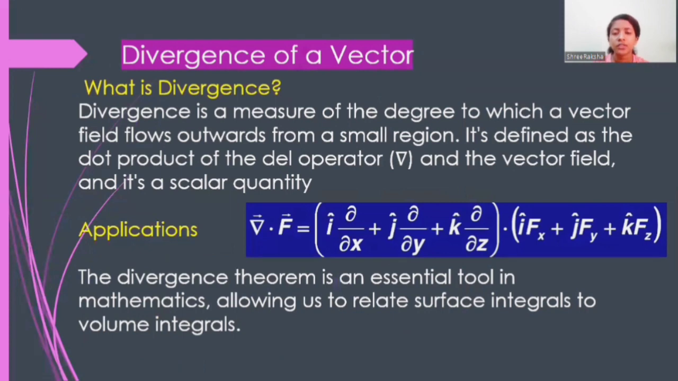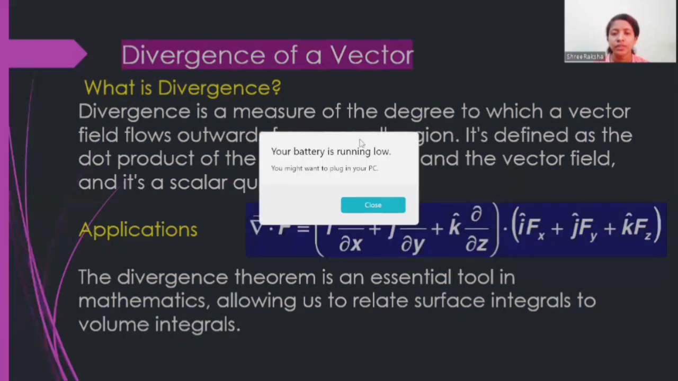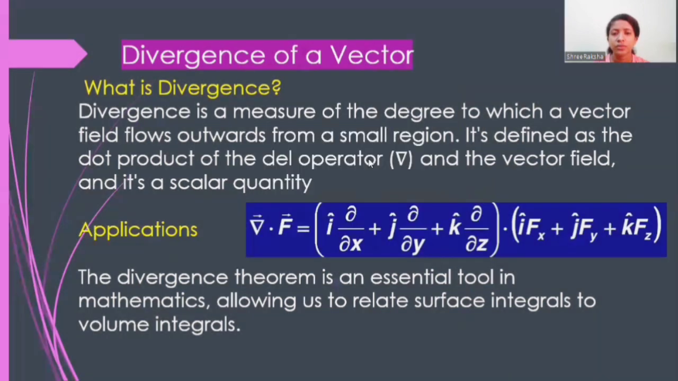It can also be calculated using a dot product or using the gradient of a scalar field. Next one is divergence of a vector. What is divergence? Divergence is a measure of the degree to which a vector field flows outward from a small region. It is also defined as the dot product of the del operator and the vector, and it is a scalar quantity.